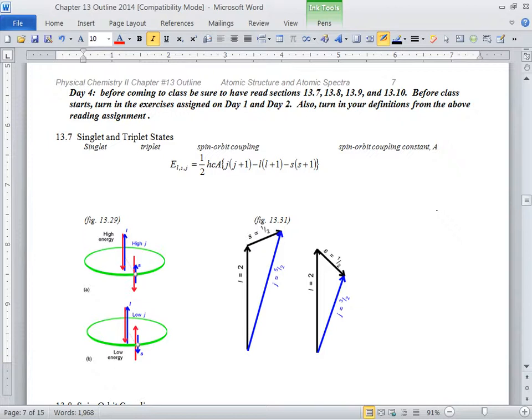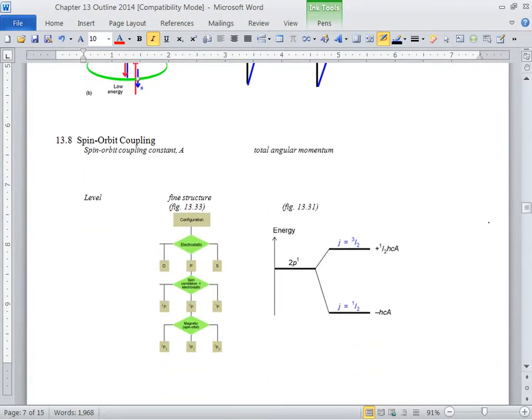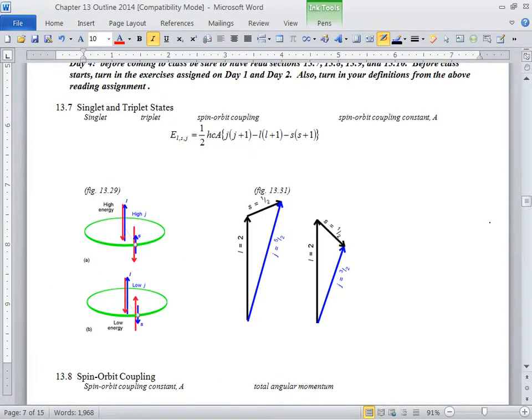So M sub L is magnetic angular momentum. But now we don't even really care about little m sub L and m sub S anymore because we're more interested in just coupling and getting spin quantum numbers S and orbital angular momentum quantum numbers L. If we went further and did different applications, we might go further. So here's our equation for spin-orbit coupling.